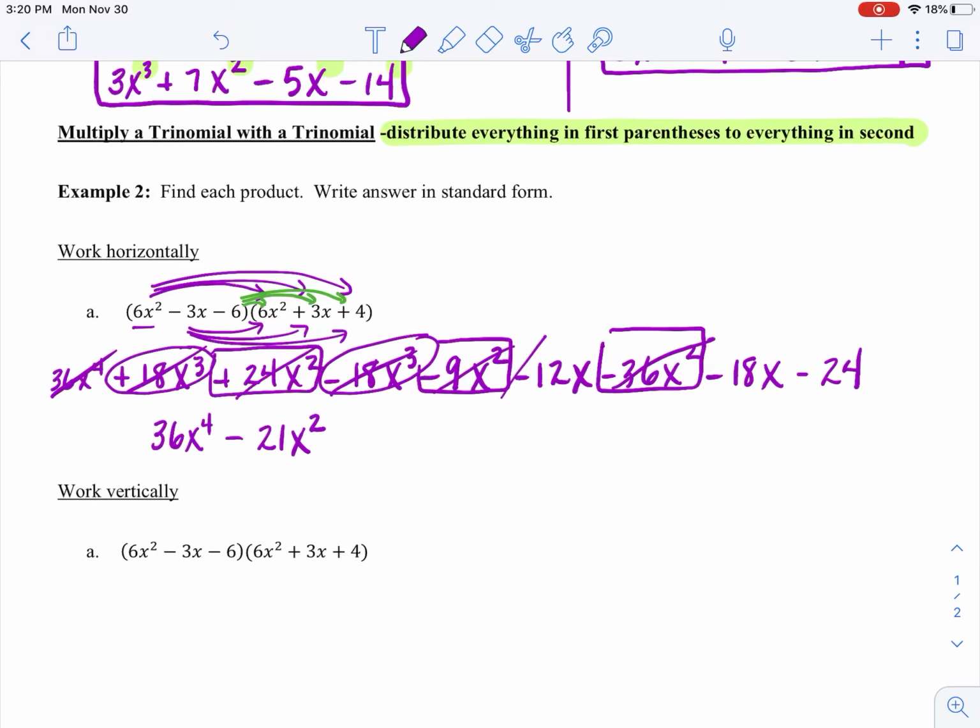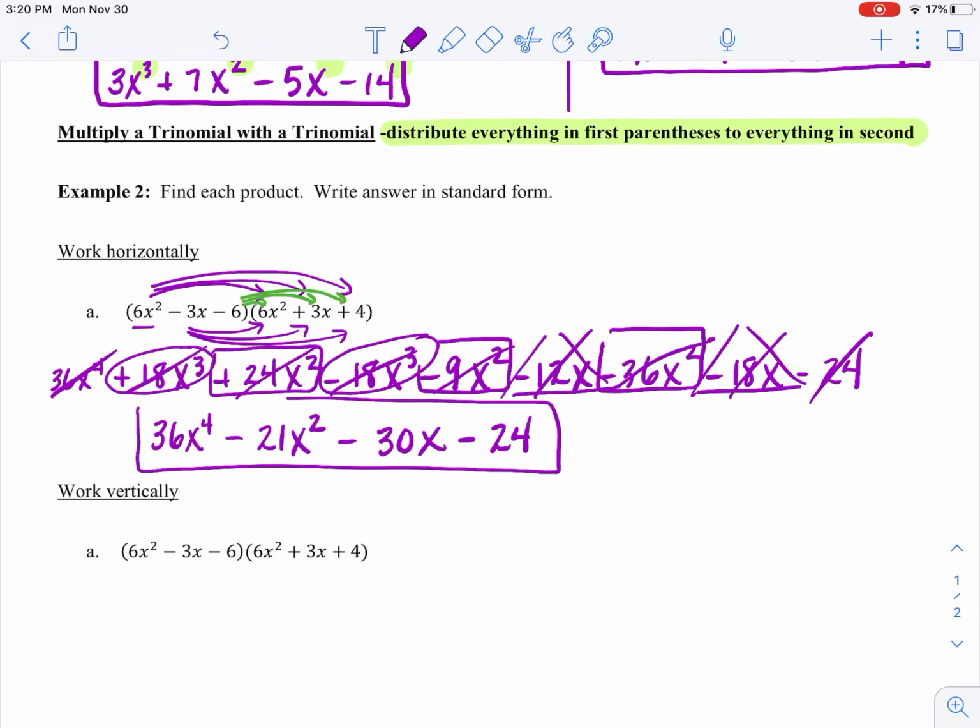Now we have a negative 12x and a negative 18x. Those add to negative 30x, and we're done with those. And finally, we have the negative 24 on the end that has nobody to be combined with, so we just write it. So our final answer is 36x to the 4th minus 21x squared minus 30x minus 24.